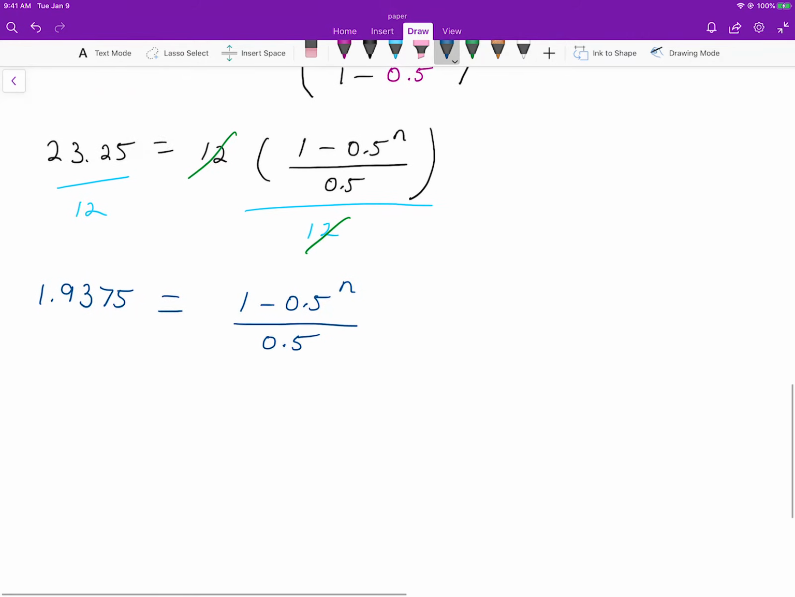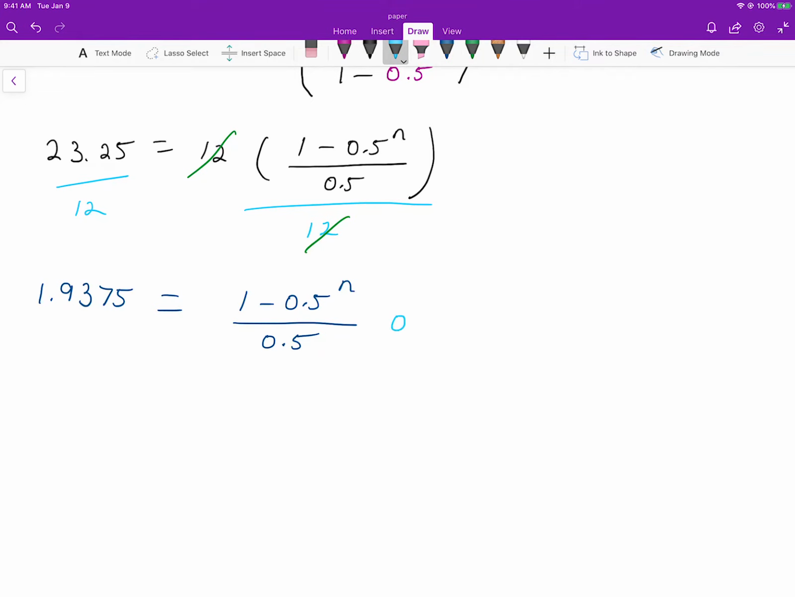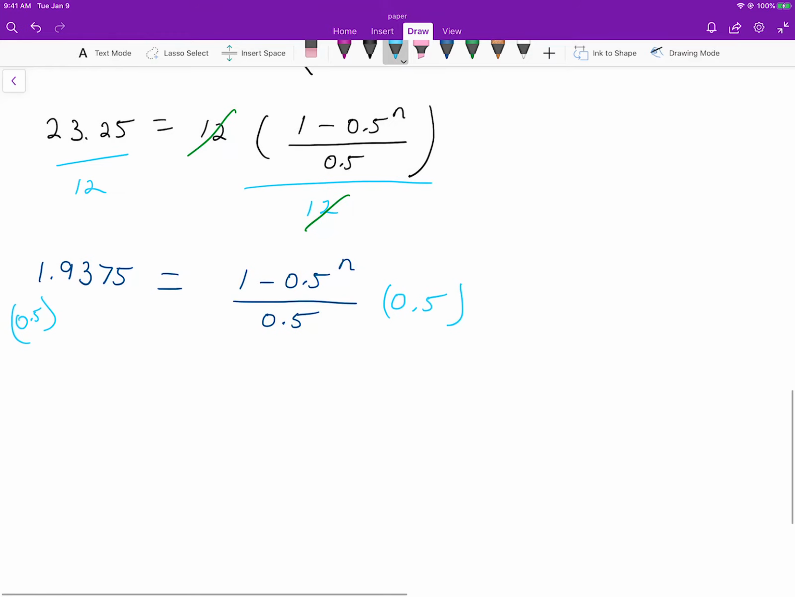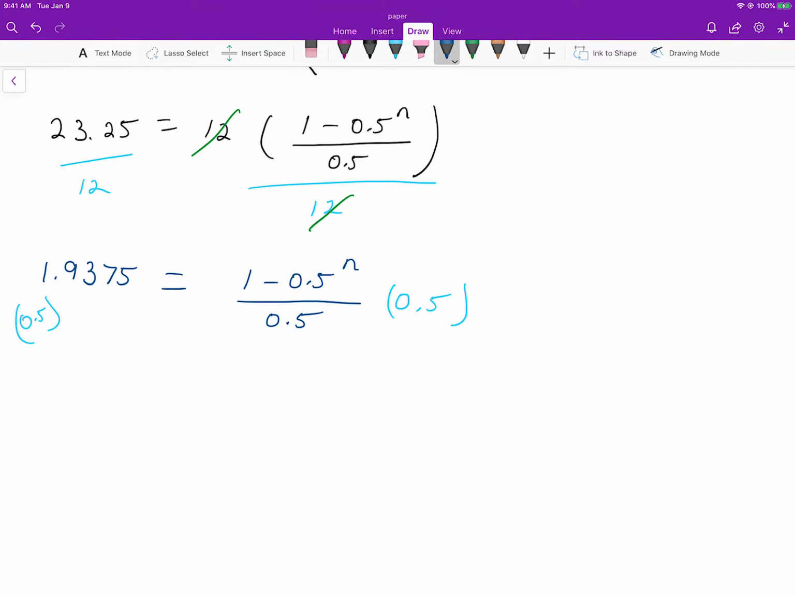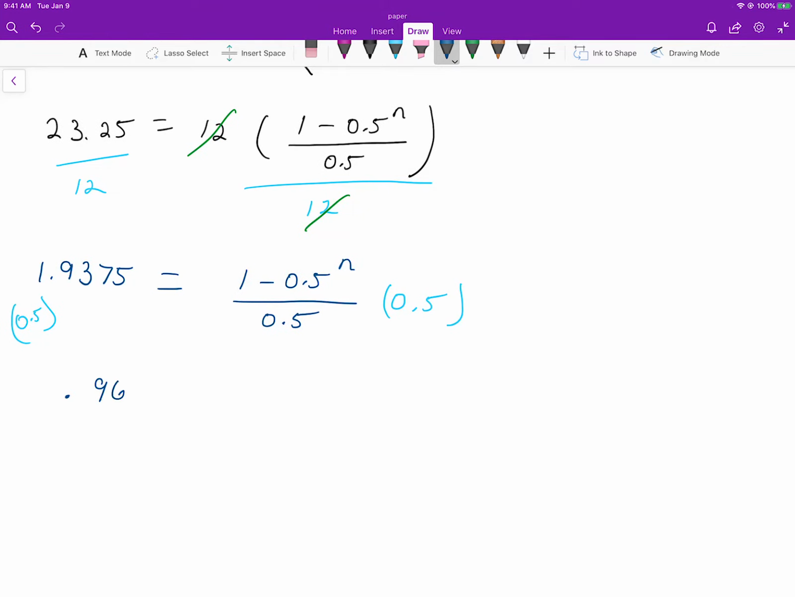0.5. Okay, now we're going to multiply each side by 0.5. I'm just multiplying. And we end up with 0.96875 equaling 1 minus 0.5 to the n power.